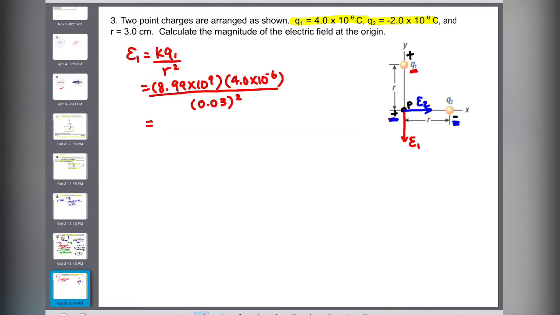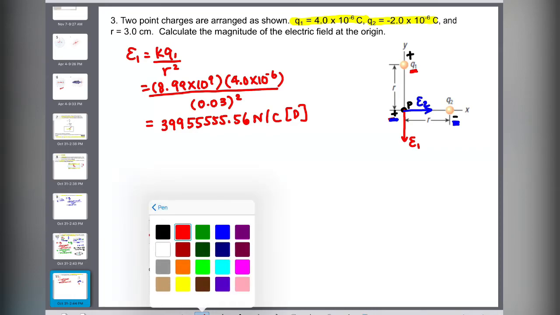Okay, humongous number. 399,555. Okay, I got that, and it's going downwards. I'm just going to call it down and right. You can call it north and south, whatever. It didn't say, so you can call it whatever.